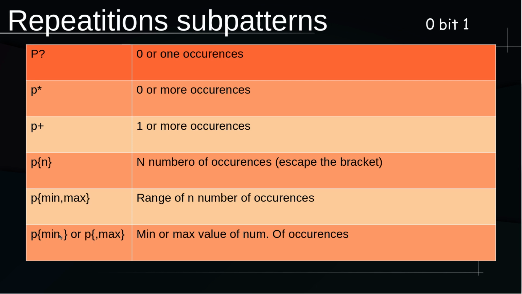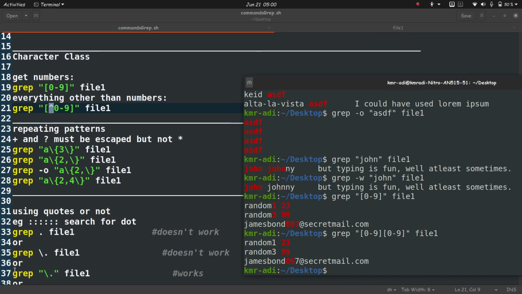And again we have this here, you can just write the minimum followed by a comma and then close the bracket, if the maximum is not defined. Or if the minimum is not defined and only the maximum is defined, then you can do this. So that's here. Let's see some examples to make it clear.